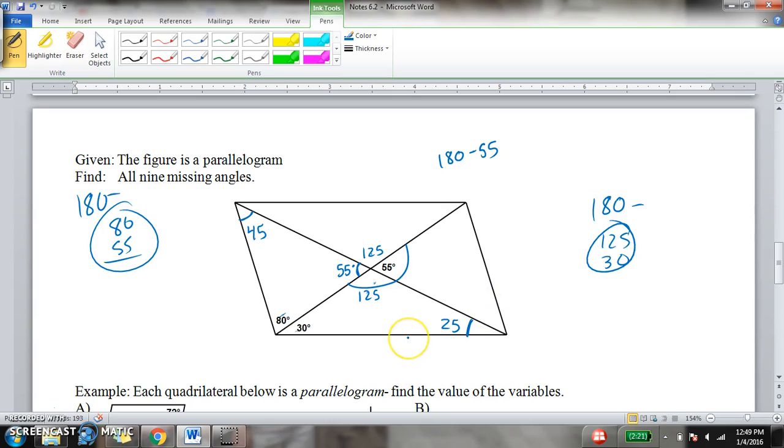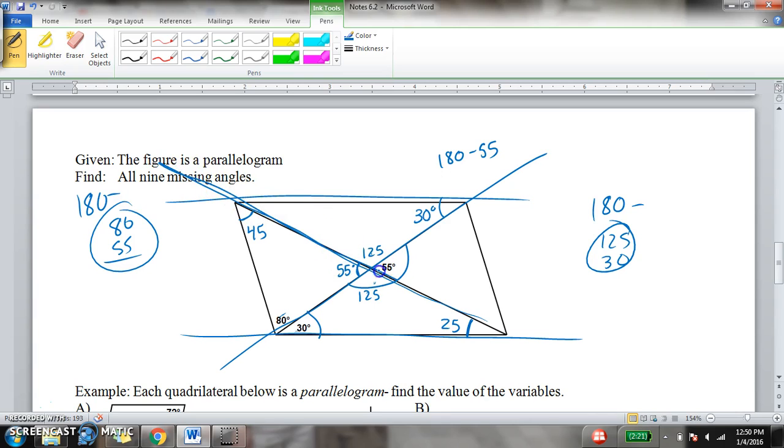So now we have to deal with alternate interior angles, which we just talked about on the last example. If I go this way first, these are parallel lines. This is a transversal. This angle is alternate interior from this angle right here. So this angle is 30. This angle, 25. If I look at this transversal, this angle is alternate interior from this angle.